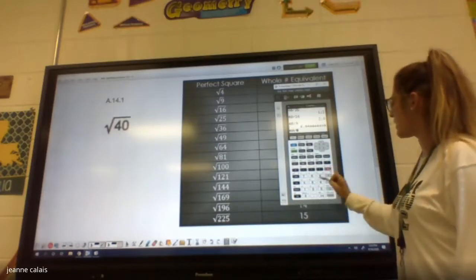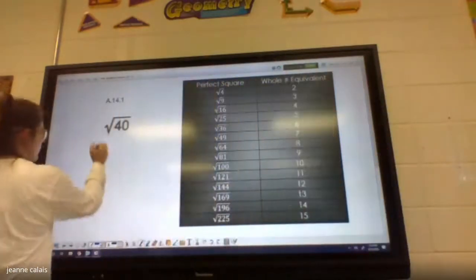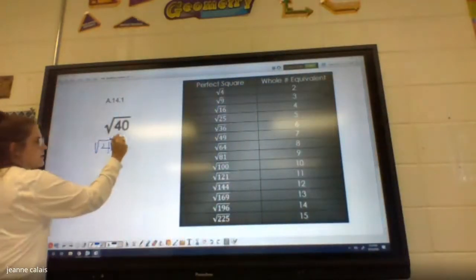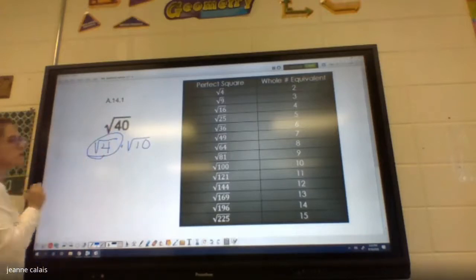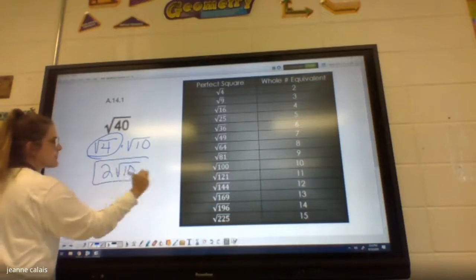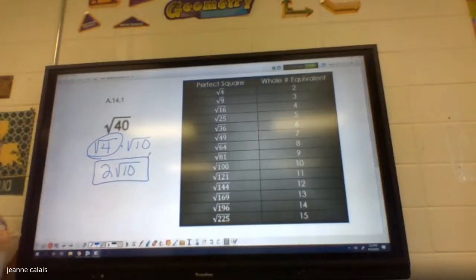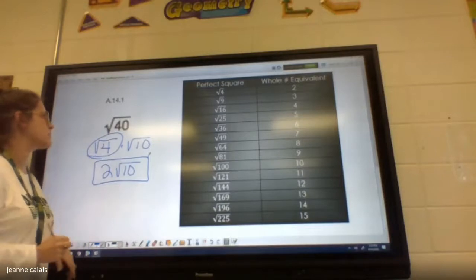40 divided by 4 is 10. So you go ahead and rewrite it. That perfect square always goes first. The square root of 4 is 2. The other factor just simply stays in the square root, and that is your simplified answer. As long as you went up the chart, you should have gotten it correct the first time.